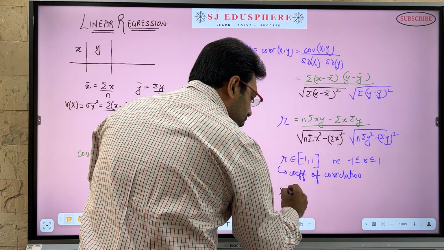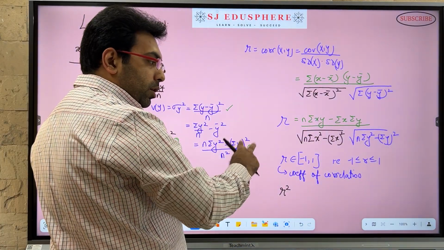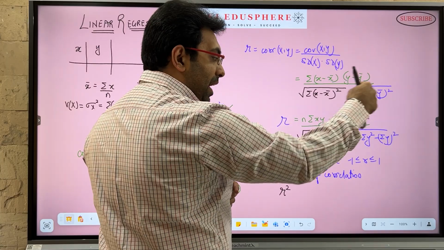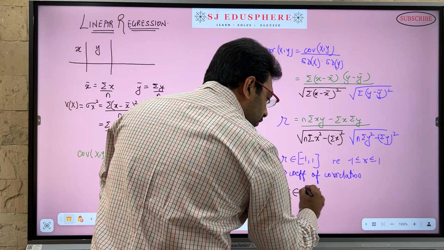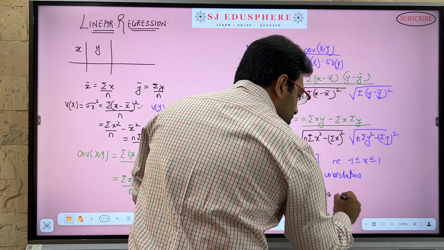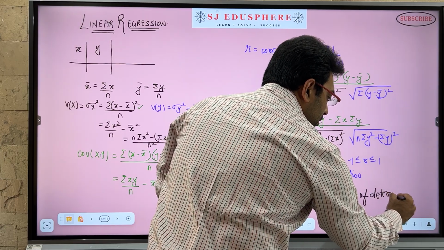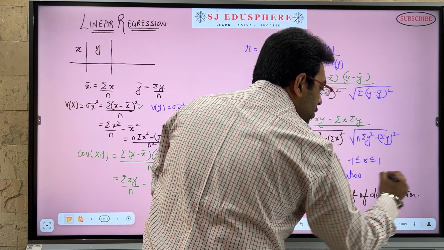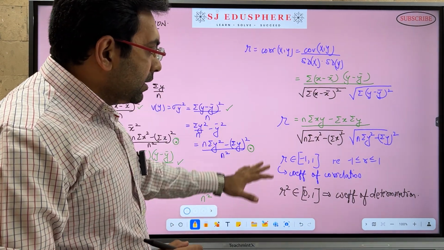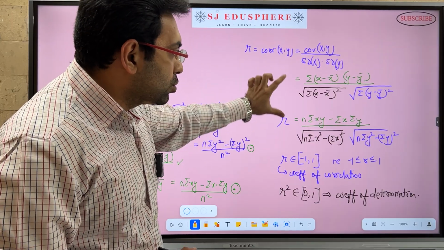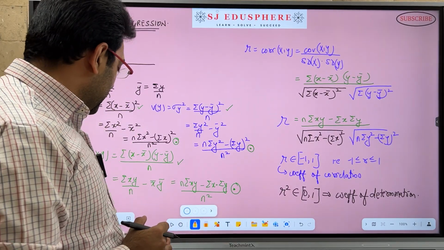If I take r square, now if r is between -1 to 1, the square of all negative will be positive and the square of 0 will be 0. So r square will belong from 0 to 1. That is your coefficient of determination. That means what is the chance of it happening? Now, keeping this concept in mind, keeping these two formulas in mind, we are going to derive the entire formula list for linear regression.